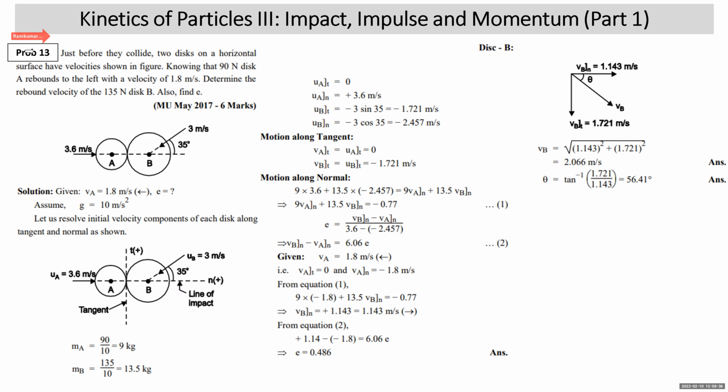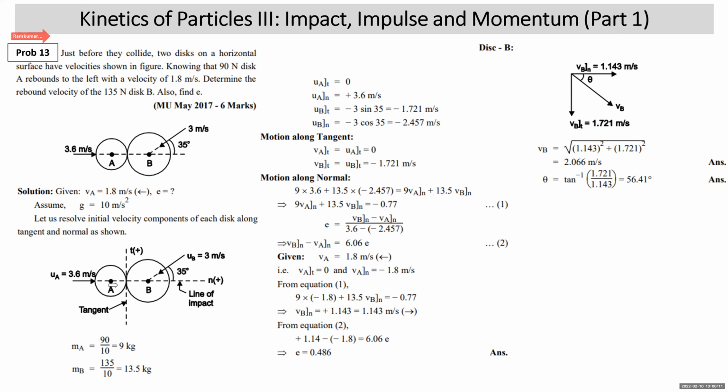Knowing that the 90-Newton disc rebounds to the left, that means the velocity of disc A after impact is given to you as 1.8 meter per second to the left. Determine the rebound velocity of the 135-Newton disc B. Also find the coefficient of restitution. The diagram is given to you. Velocity of disc A before impact is 3.6 meter per second to the right. Velocity of disc B is 3 meter per second at 35 degrees. VA is given as 1.8 meter per second to the left. Assume g as 10 because we have to convert the weight of the disc into mass.